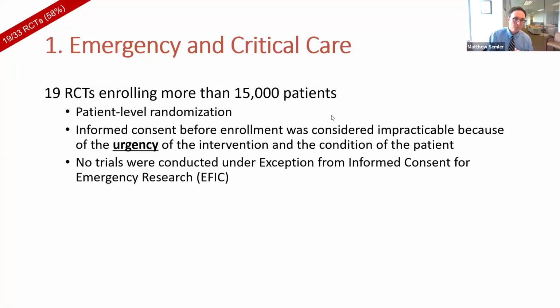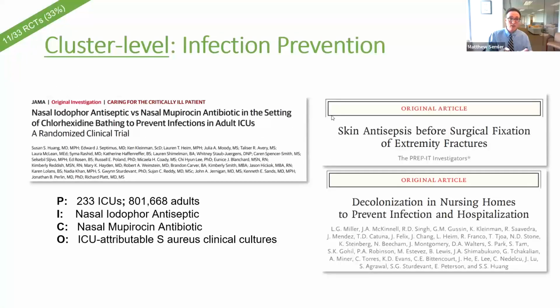Next slide. So if 60% of the randomized trials in these journals that did not require written informed consent before enrollment were these emergency care trials, what's the other 40%? The next biggest category was 11 of the trials, or 33%, that were these kind of health system level implementation or cluster level interventions. So those were in three categories.